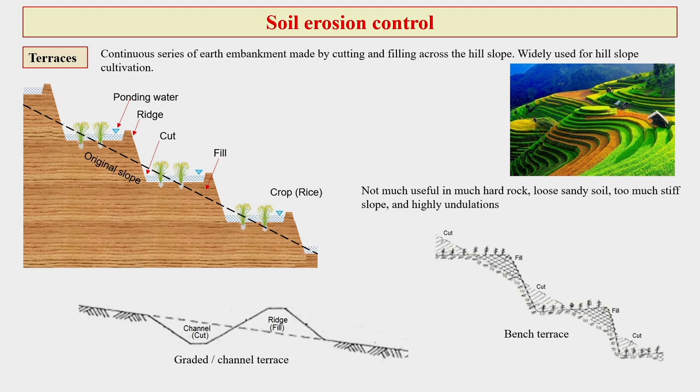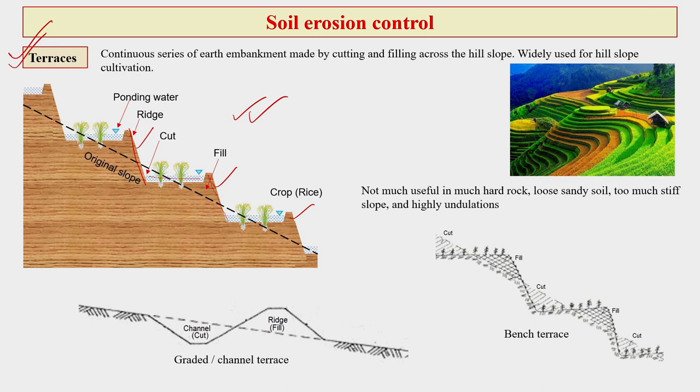Continuing with soil erosion control measures, the next very popular technique is terraces. I discussed this a couple of slides back also. Terraces are a continuous series of earth embankments. You see here 1, 2 like that, and from the picture itself you can easily understand how terraces work. It is normally cutting and filling across the hill slope, and it is used mostly in hilly terrain. Here you create an embankment, and the soil you cut you put in the next pit here, and then again you have another ridge.